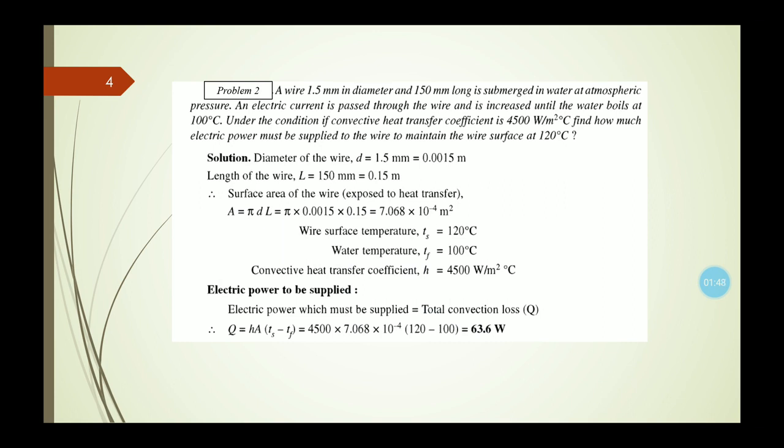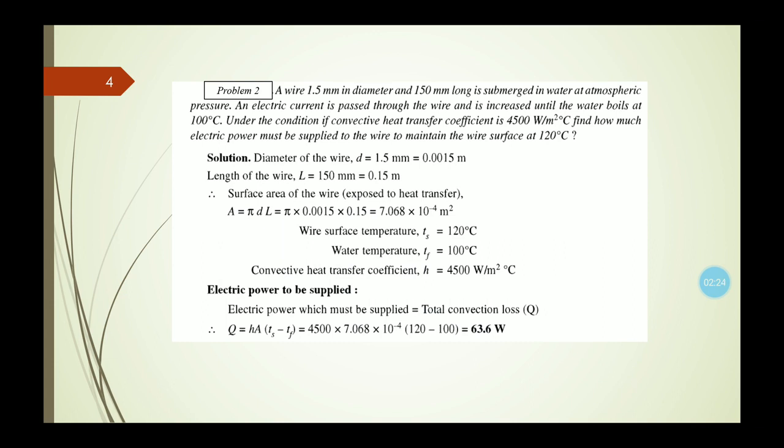Now the wire surface temperature is given here as 120 degrees centigrade, and the water temperature is given as 100 degrees centigrade. And the convective heat transfer coefficient, the value of h, is given as 4500 watt per meter square degree centigrade. Now what we need to find here is how much electric power must be supplied to the wire to maintain the wire surface at 120 degrees centigrade.